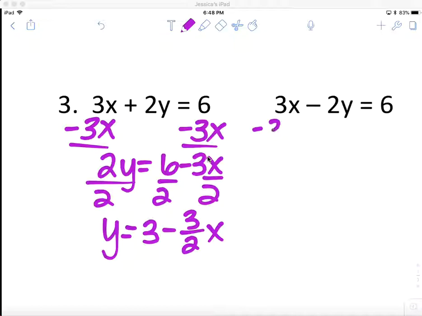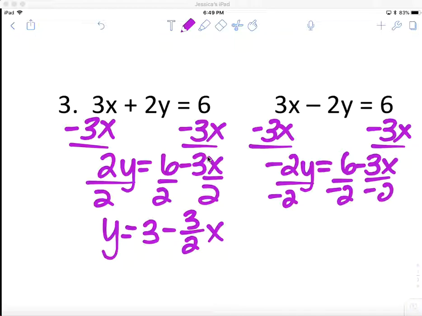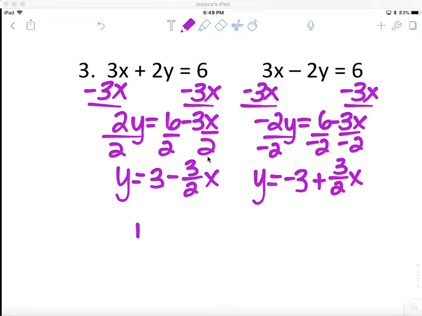For the second equation, I subtract 3x on both sides. But then be careful with your signs. You are actually dividing everything by negative 2. When you do that, 6 divided by negative 2 is negative 3. Negative 3 divided by negative 2 is positive 3/2. On my first equation, I have a slope of negative 3 over 2. On my second equation, I have a slope of positive 3 over 2. Even though these are the same number, since one's positive and one's negative, these are not parallel.